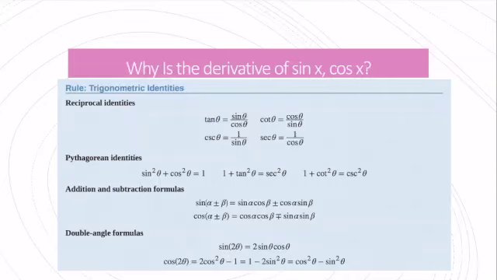One thing I want to cover real quickly that we didn't talk about earlier is why the derivative of sine of x is cosine of x. Okay, so let's go ahead and figure it out. I have that the derivative of sine of x is cosine of x. But where did this come from?